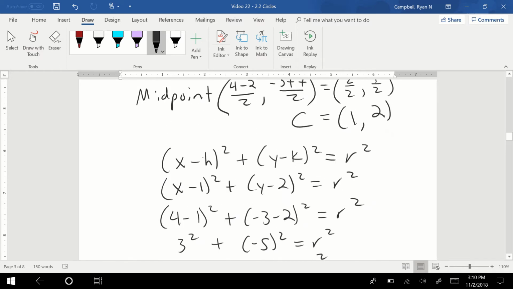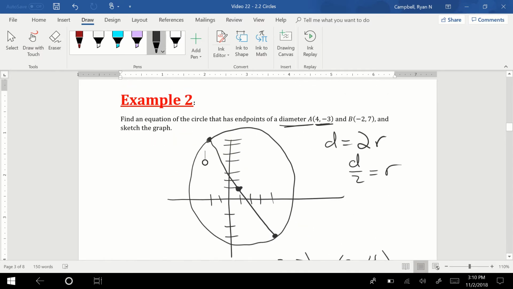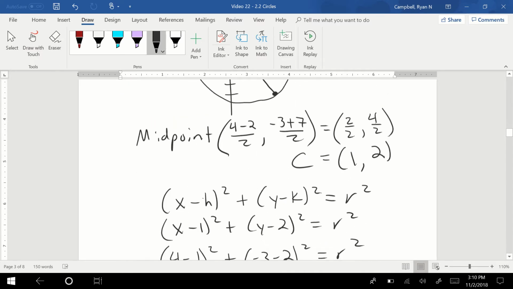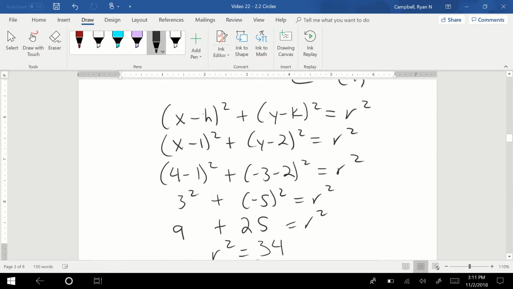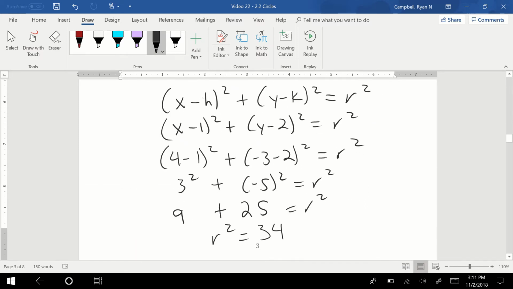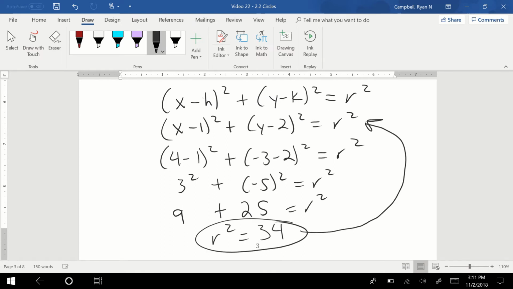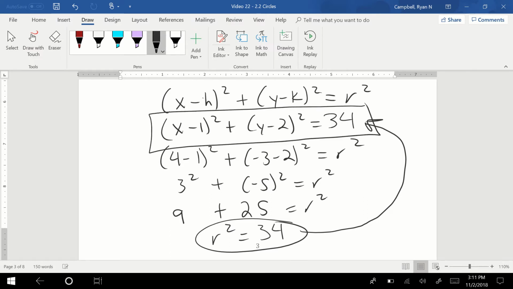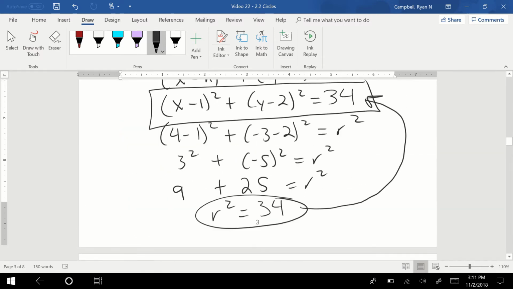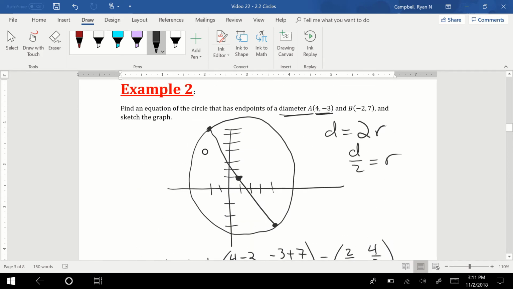So again, if we aren't going to sketch it, well, we kind of already sketched it, so we don't need to worry about that anymore. We don't need to worry about the radius. We already have everything, so we can just plug that into our equation, right? So r squared is just 34, so our final equation will be x minus 1 squared plus y minus 2 squared equals 34. All right. And like we said, we already sketched it, so don't need to worry about that part.